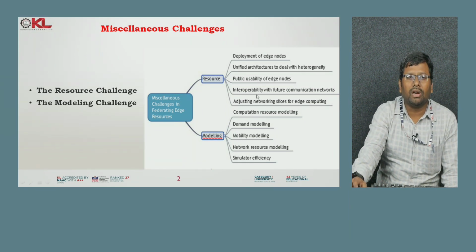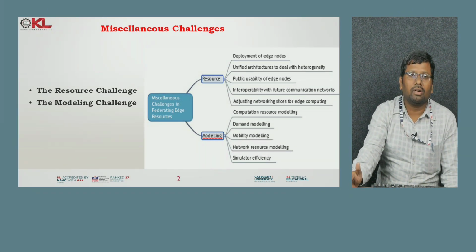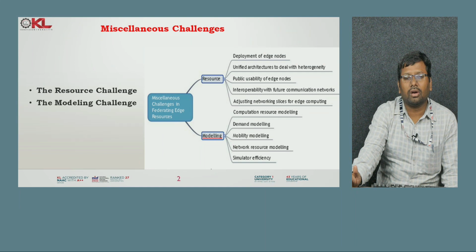Next, interoperability, as we have discussed clearly. Interoperability means giving the same kind of results in any kind of scenario. It is not the case that when the workload is less we get excellent quality of service, but when the workload is very heavy we do not get the quality and the services are not going smoothly. Workload heavy means more users are connected.